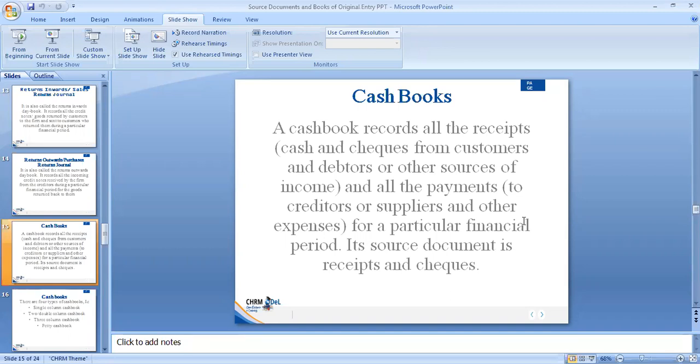So if any transaction in the business involves either cash in hand or cash at bank, it is going to be recorded in what we call the cash book. A cash book is simply a book of original entry where all those cash transactions are posted before they are transferred into their respective ledger accounts. Checks and cash received, and equally checks issued or paid out and cash paid out, are all captured in the cash book. And we have got four types of cash books, which we are going to discuss right now.